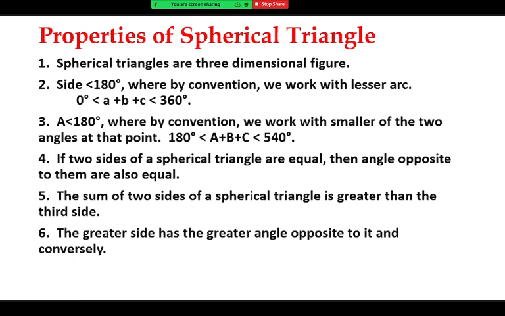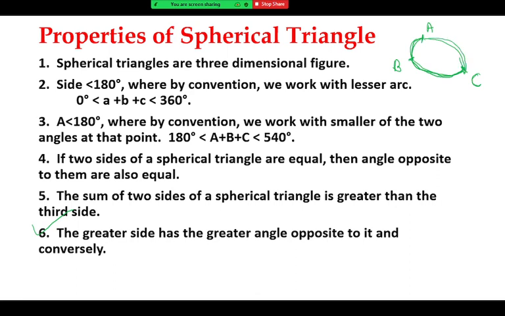The greater side has a greater angle opposite to it, and conversely. Means this greater side has the greater angle. So when we have any spherical triangle, I will draw one triangle here. Say this is my point A, here is point B, and here is point C. This is spherical triangle ABC. Even though it looks like a circle, remember this is an arc. This is one arc, this is another arc I drew, and this is a third arc. Because of that, it is a triangle.